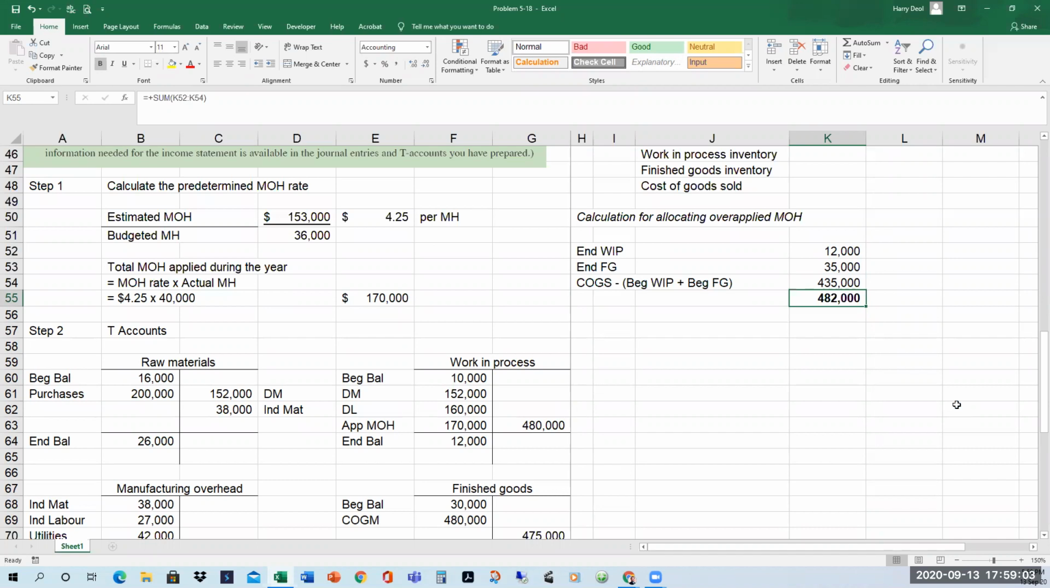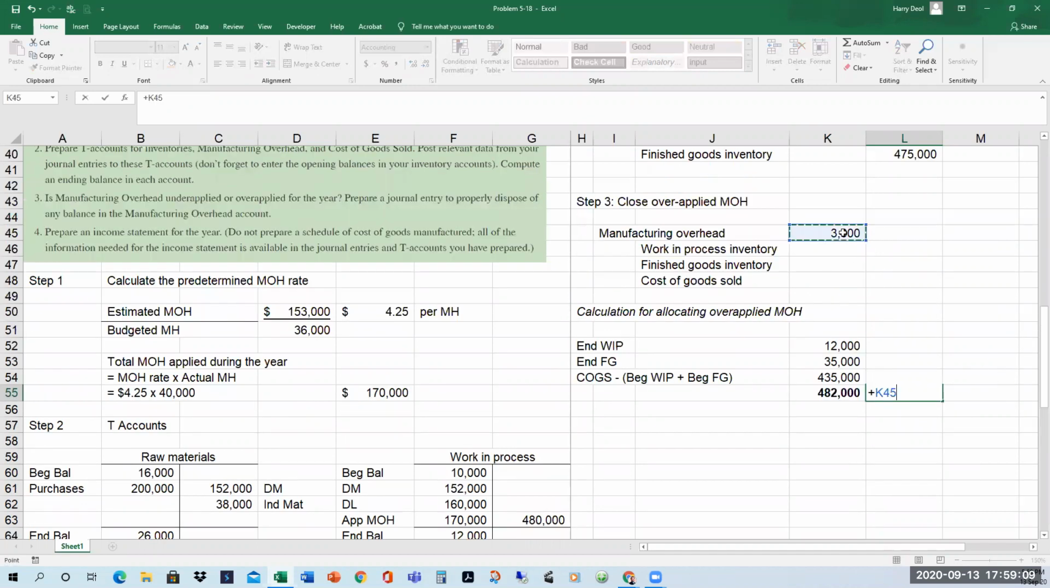So for us, we have to allocate $3,000 in total. $3,000 is the total manufacturing overhead, so we have to do this proportionately. How do we do it? We take 12,000, which is the ending work in process, out of 482,000. That is the total of the ending WIP, ending finished goods, and the cost of goods sold adjusted for the beginning WIP and finished goods balances. So 12,000 divided by 482,000 multiplied by 3,000.